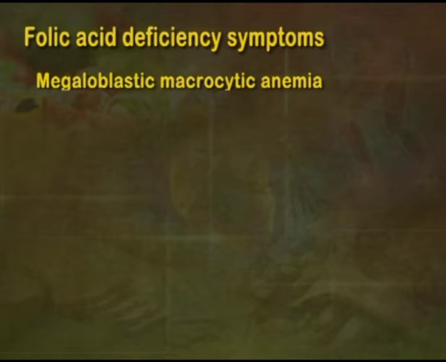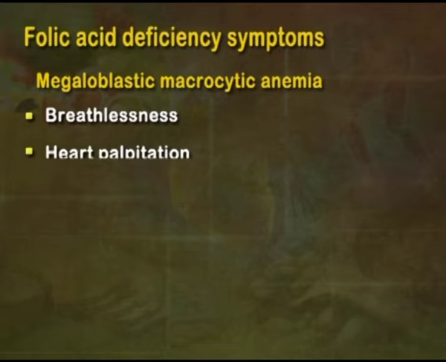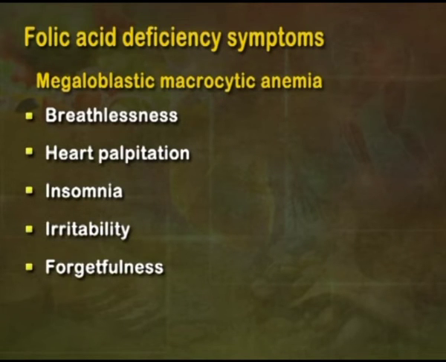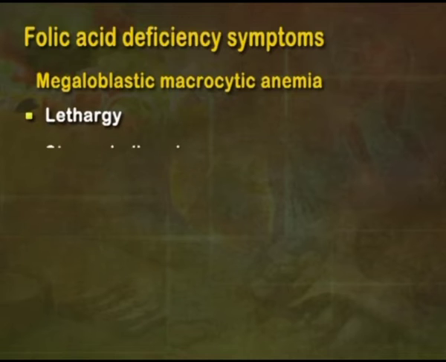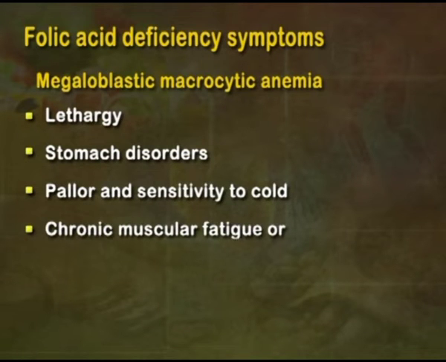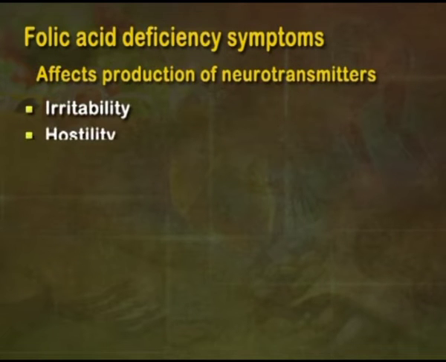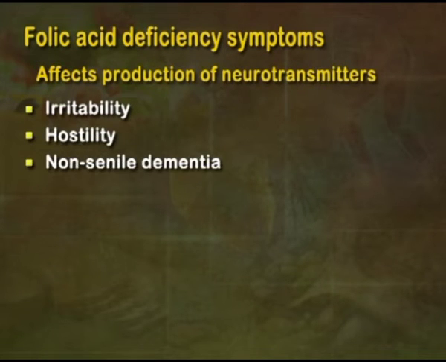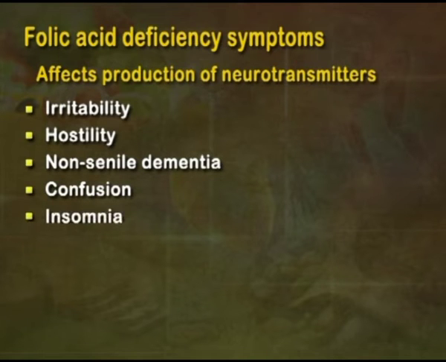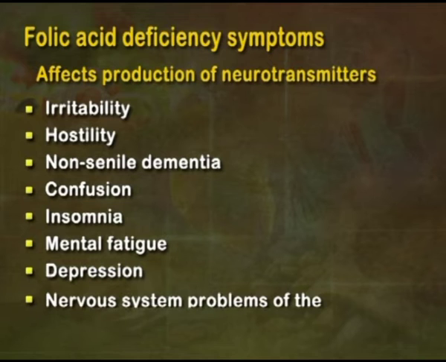Folic acid deficiency symptoms include megaloblastic macrocytic anemia characterized by breathlessness, heart palpitations, insomnia, irritability, forgetfulness, lethargy, stomach disorders, pallor, sensitivity to cold, chronic muscular fatigue or general weakness, which affects the production of neurotransmitters leading to symptoms of irritability, hostility, non-senile dementia, confusion, insomnia, mental fatigue, depression and nervous system problems of hands and legs.